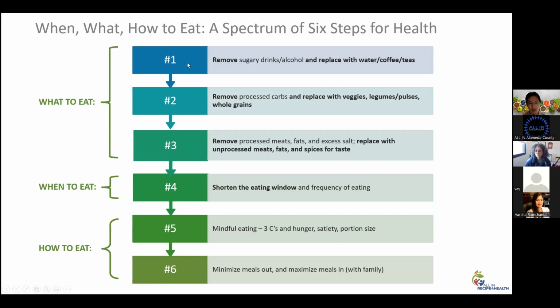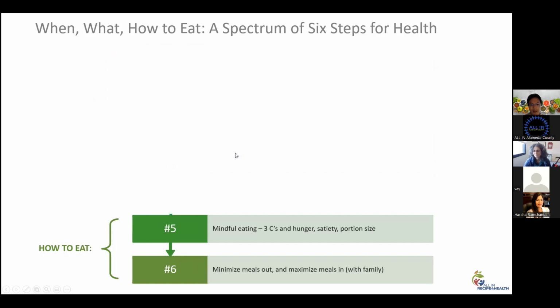We've gone through 1, remove sugary drinks and replace. You'll see this remove and replace concept. We've gone through 2, remove processed carbs, replace with a lot of the veggies, legumes, pulses, whole grains. Number 3, remove and replace the processed stuff, processed meats, fats, and excess salt, and replace with the unprocessed meats, fats, and spices. And then shorten the eating window and the frequency of eating. That's what we did in the last sessions.